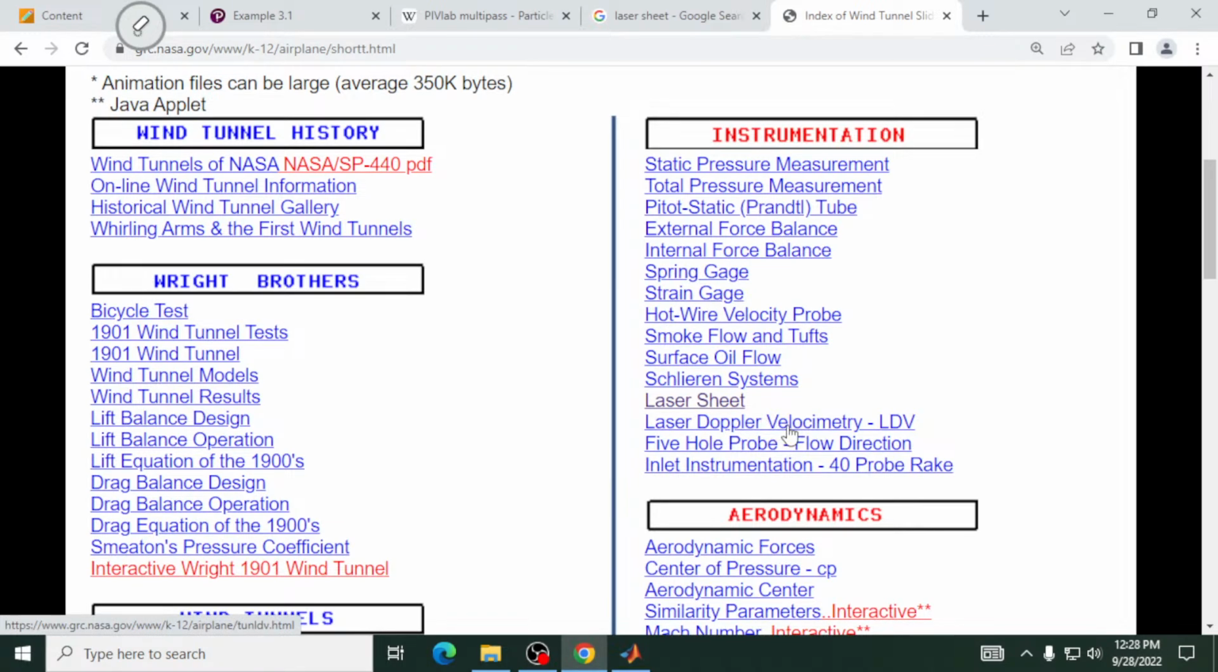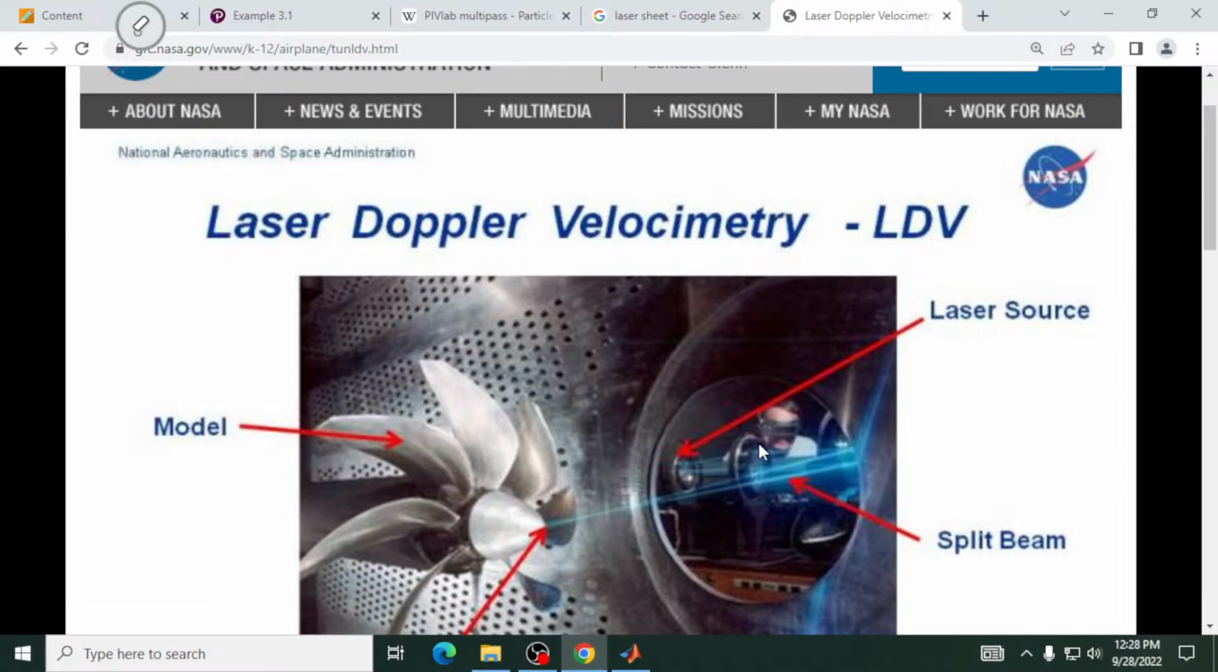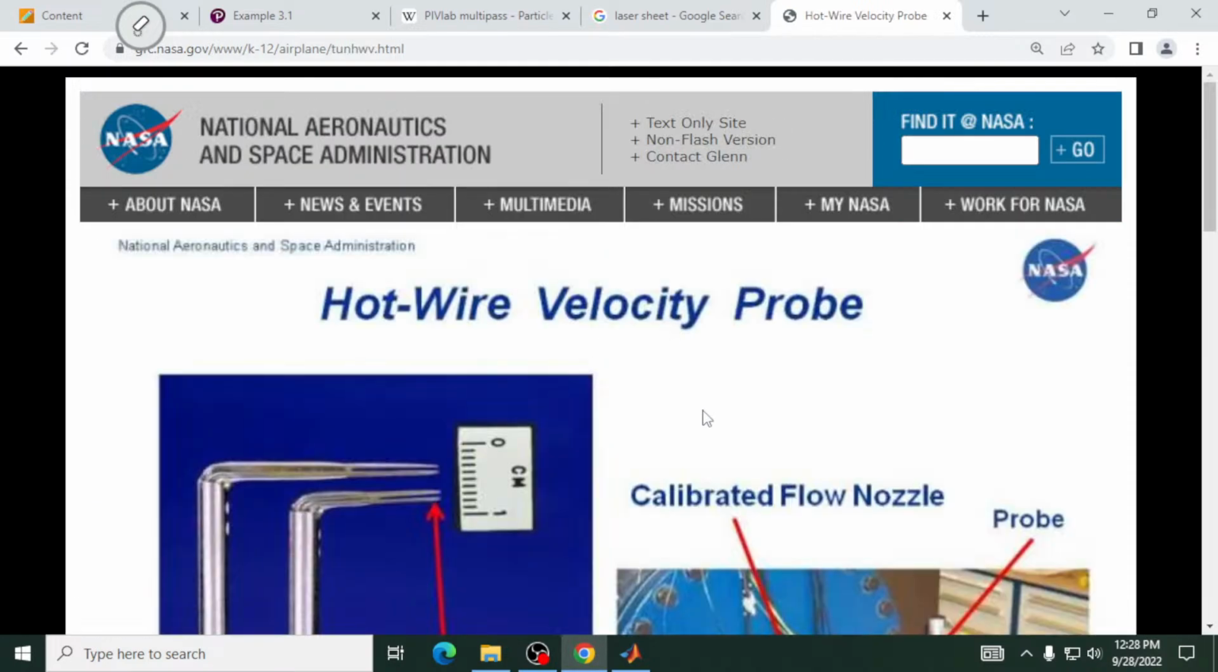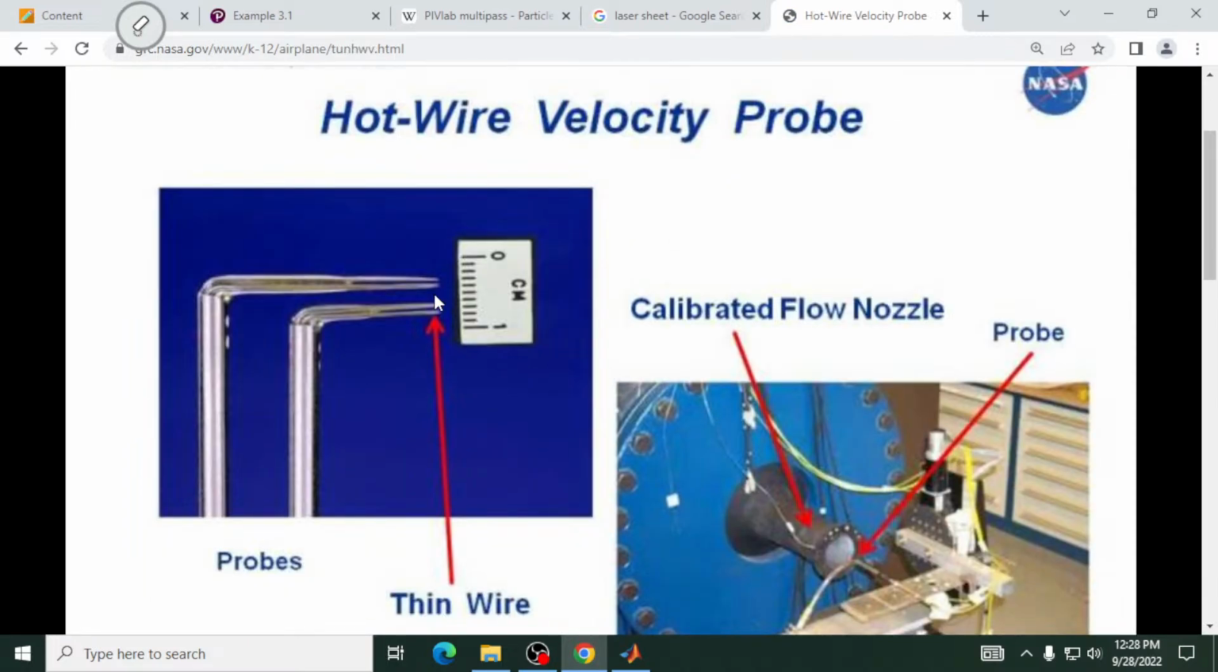We've got one of those in our fluids lab. You don't see it that well. We've got hot wire anemometers, which actually, hang on. You see hot wire? H-O-T. Hot wire velocity probe? Where is it? It's under the instrumentation. Oh, here we go. So if you look at it, this is really blown up. You can tell that's 1 centimeter.